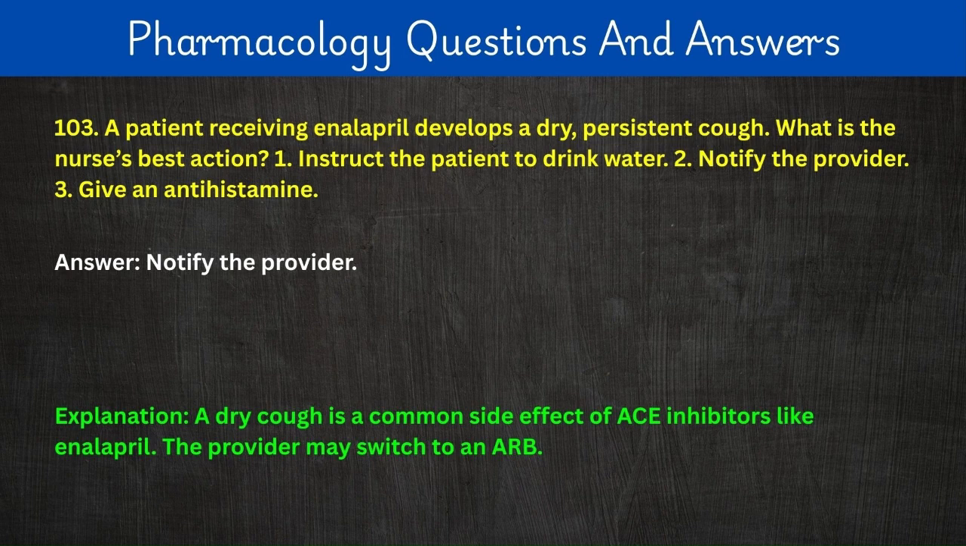1. Instruct the patient to drink water. 2. Notify the provider. 3. Give an antihistamine. Answer: notify the provider. Explanation: a dry cough is a common side effect of ACE inhibitors like enalapril. The provider may switch to an ARB.